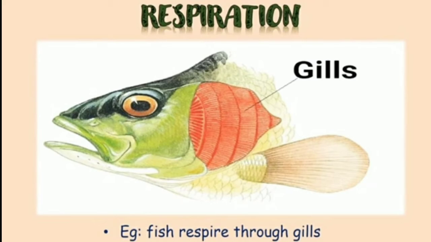Children, animals such as fish, snake, mouse, etc. have a special organ for respiration. Now look here. Fish requires gills for respiration, right? Fish respire through gills. Okay?